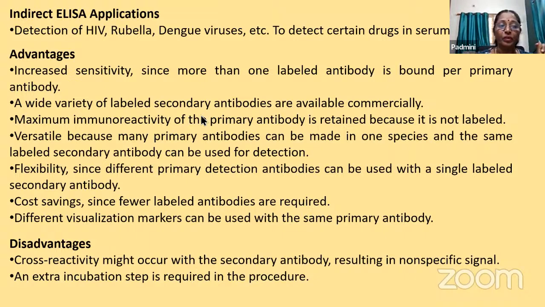Increased sensitivity. A wide variety of labeled secondary antibodies are available commercially, so it is very easy to do. Maximum immunoreactivity of the primary antibody is retained, and then it is versatile, because many primary antibodies can be made in one species, and you can also prepare the secondary antibody for that particular primary antibody. Flexibility, since different primary detection antibodies can be used. Cost saving, since fewer labeled antibodies are required, and different visualization markers can be used. That is the substrate that we are talking about. Different visualization markers can be used for the same primary antibody.